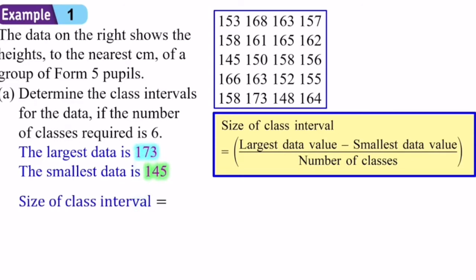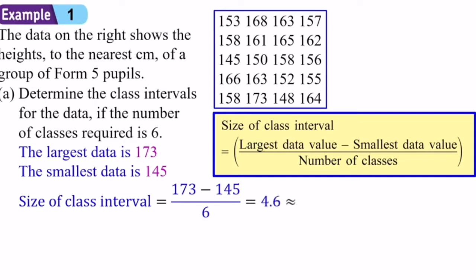For the size of the class, we get a decimal, 4 point something, right? You minus and you divide by 6, then you will get a number, and if possible we want an integer. So if let's say you got 4.666 something, you have to round off to the nearest integer. So we take 173 minus 145 and divide by 6. You press your calculator, and you must choose your size of the class.